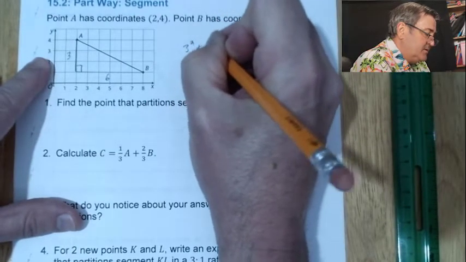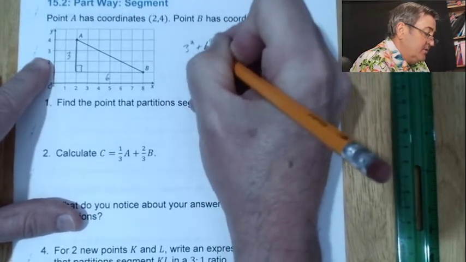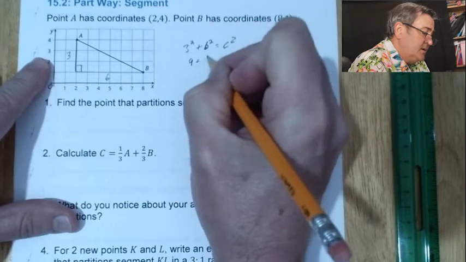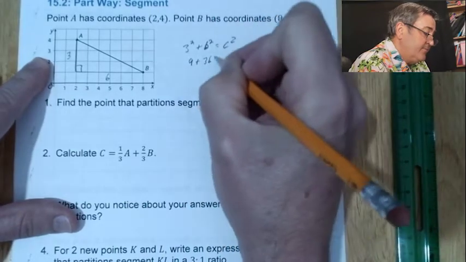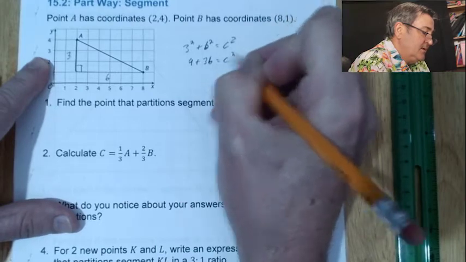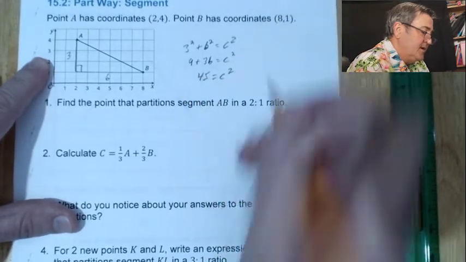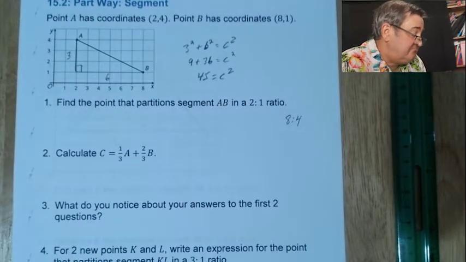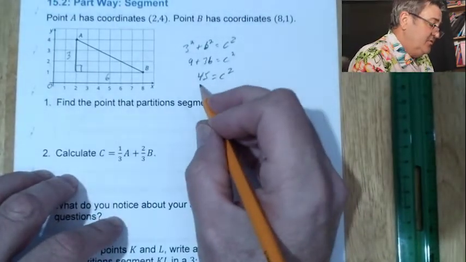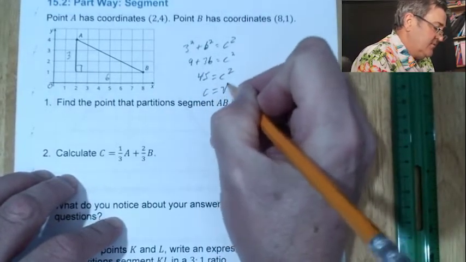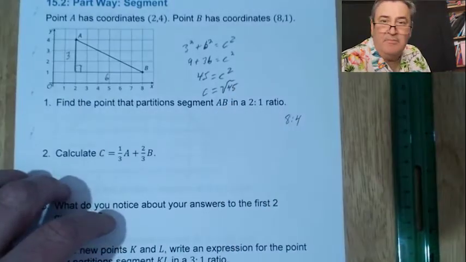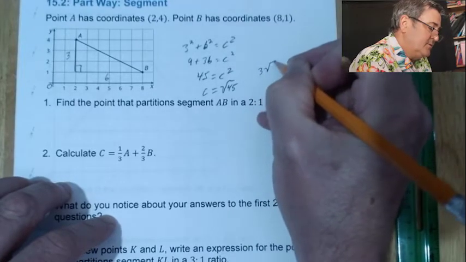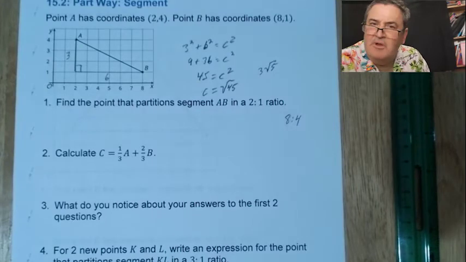3 squared plus 6 squared will equal the side we don't know. 3 times 3 is 9, plus 6 times 6 is 36, equals c squared. So 45 equals c squared, so c is the square root of 45, which is not a nice number. This would break down to be 3 square roots of 5. So that didn't work too well. What other method can we try?